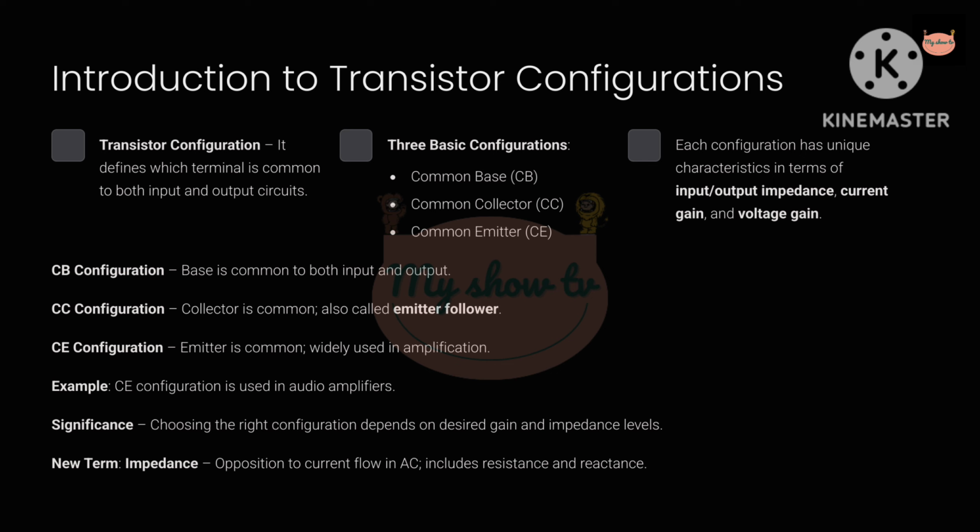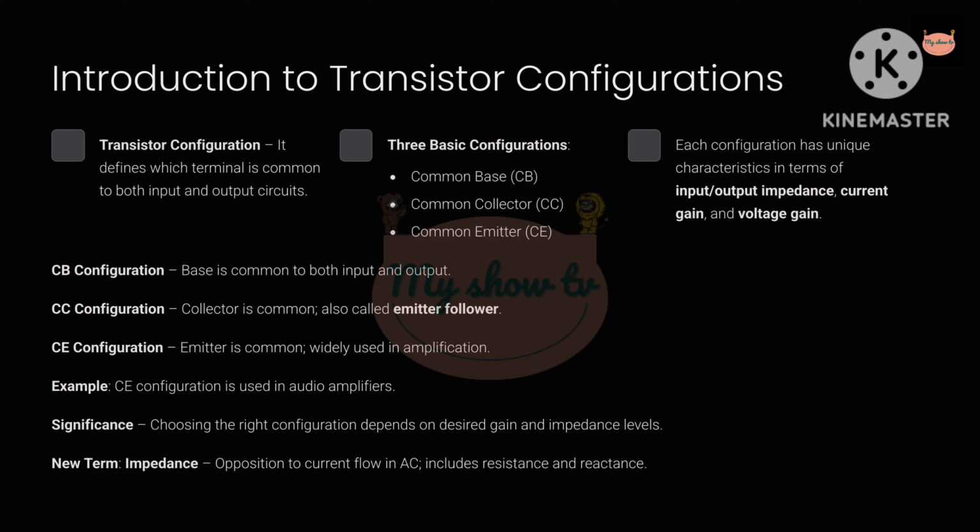In CB configuration, the base is common. In CC configuration, the collector is common. This setup is also called an emitter follower because the output voltage follows the input. In CE configuration, the emitter is common and is the most commonly used setup in practical circuits. Example, if you open an audio amplifier circuit, chances are high that it uses CE configuration.